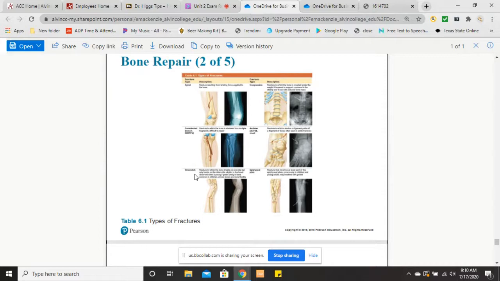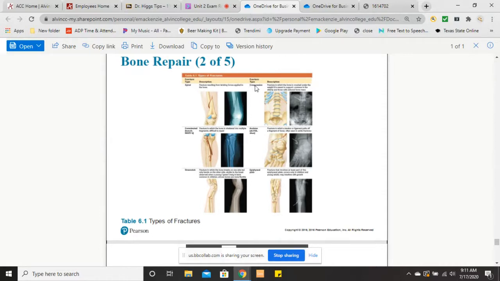It tends to happen a lot in kids because, remember, kids, especially in their long bones, have cartilage that needs to be replaced. They're doing endochondral ossification. So all that extra cartilage tends to allow for some flexibility. So in kids, you'll see greenstick fractures where their bones bend and crack because there's still some cartilage there instead of fracturing in two.